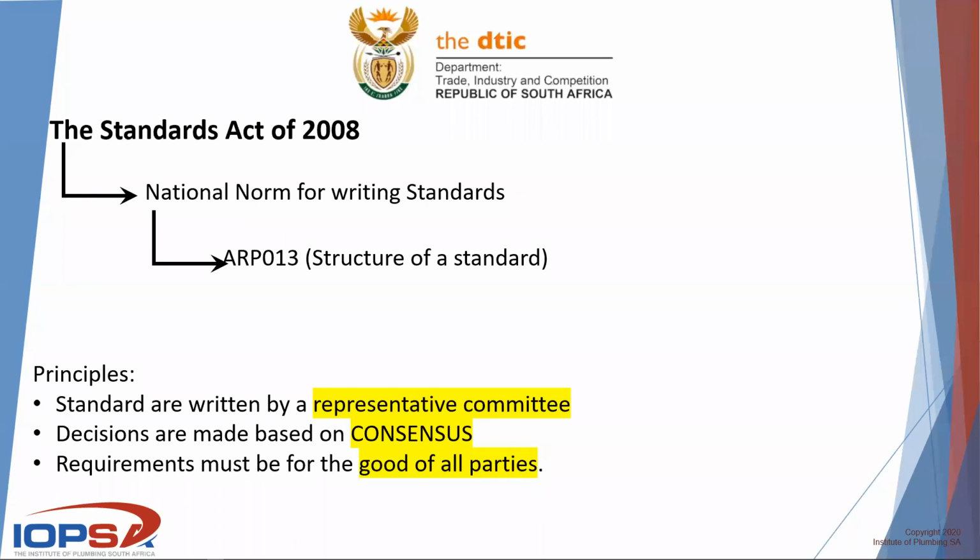Referred from the national norm is a document called ARP 013, also maintained by SABS, but that's a document that describes the structure of a standard, what can be in, what cannot be in, and so on. What is important in all of this, without getting into all sorts of unnecessary details, is SABS are obliged to follow this. This is the legally required process.